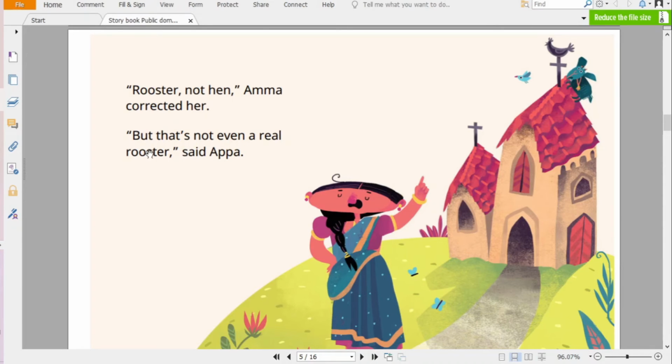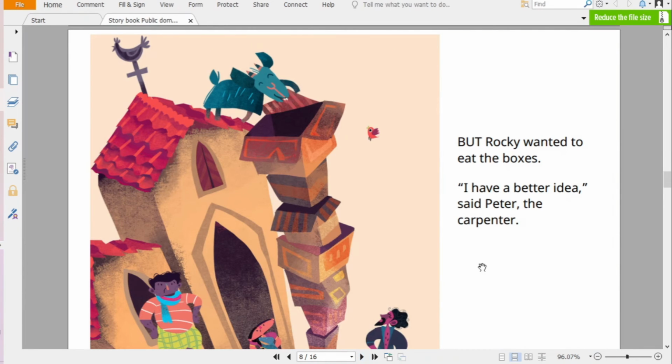Appa said rooster, real, a even. Then you quickly go to another section. Carpenter, the Peter said, idea.